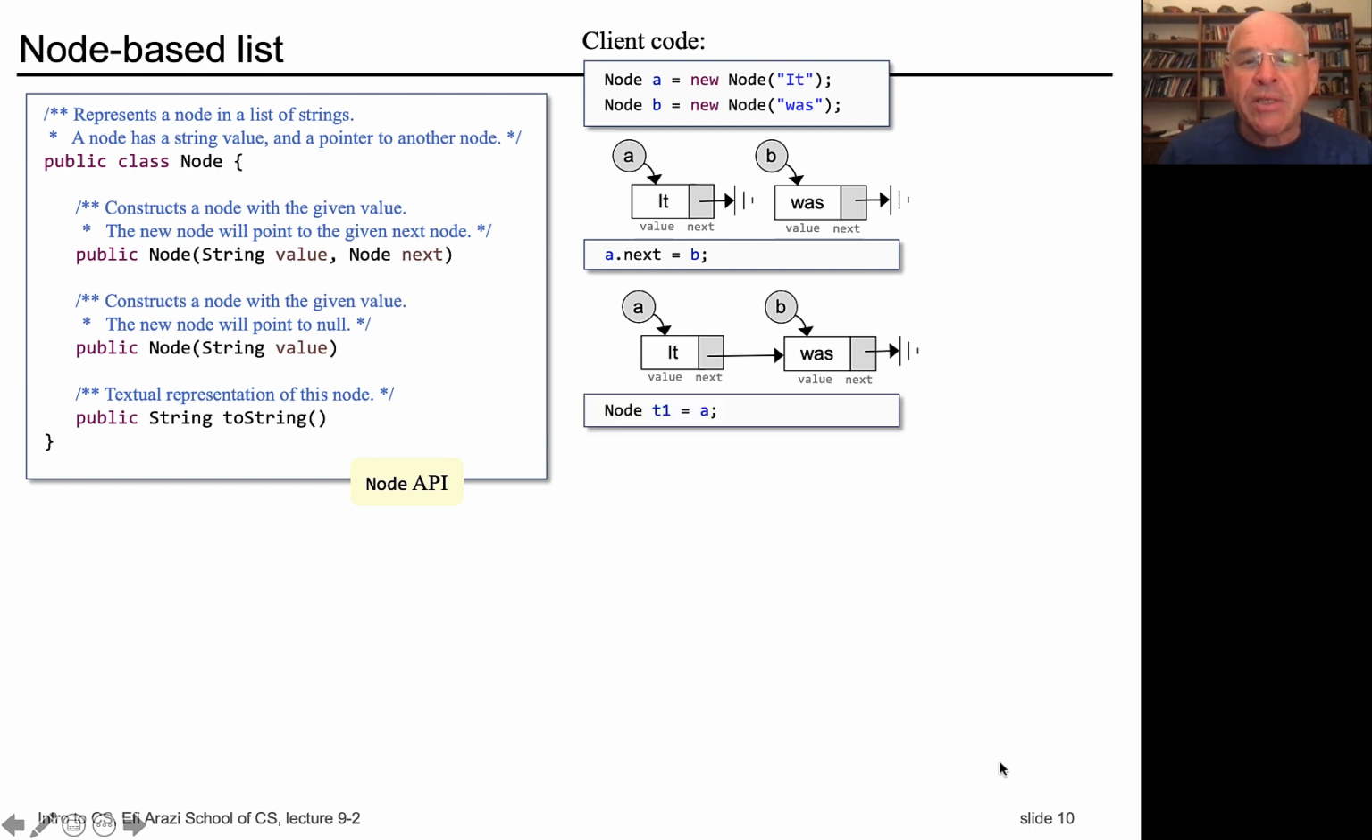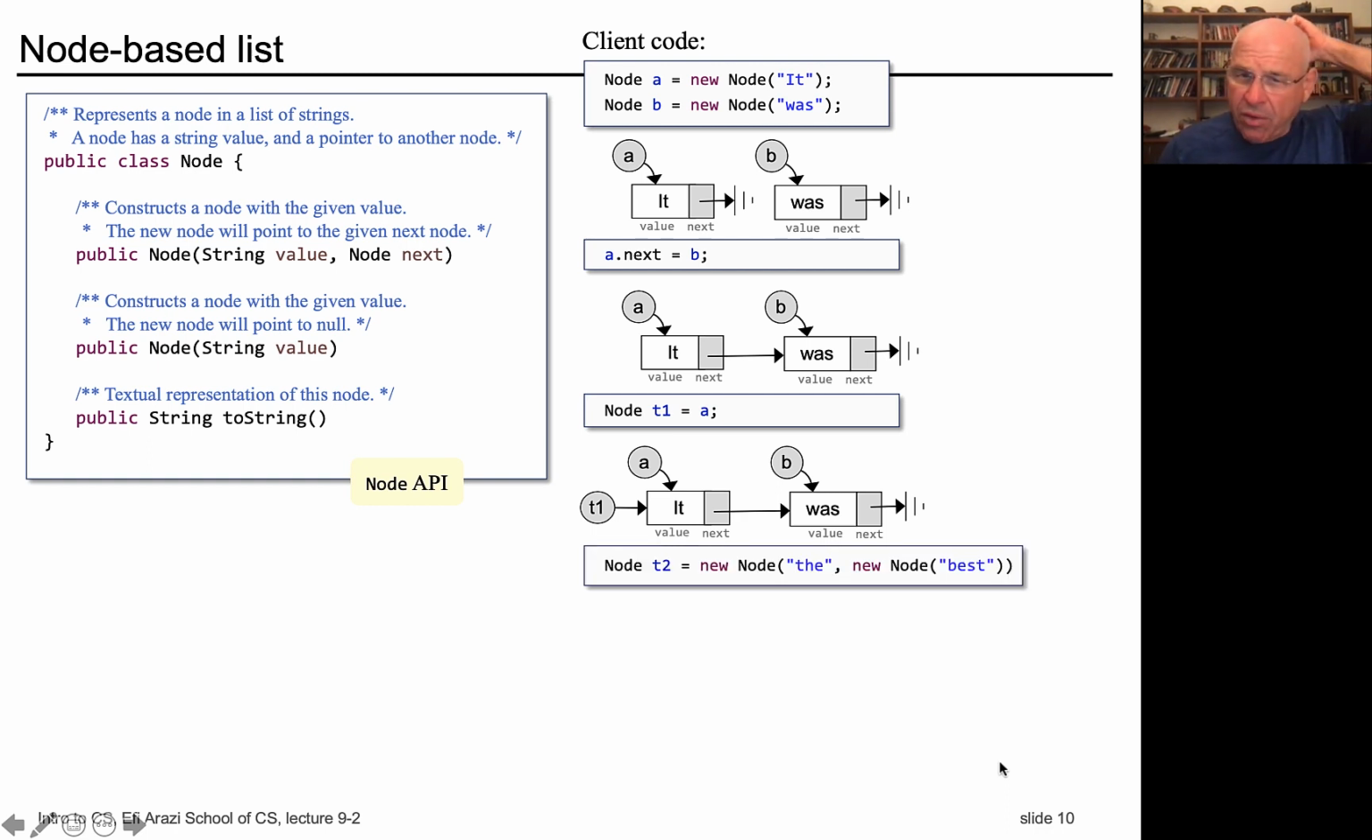All right, suppose now I create a node variable called T1 and I set it to A. Well, A is an address. So now I have another node variable pointing to it. So I have this setting. Okay, so now I can get into the list using either A or T1.